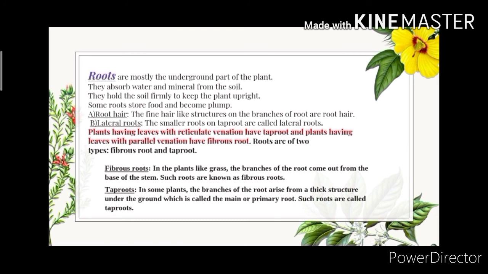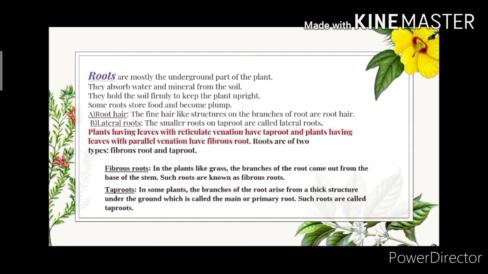If we have to study the structure of the root, first is the root hair. The fine hair-like structures on the branches of the root are known as root hairs. And lateral roots are the very fine thread-like structures, the very small roots. It is very common that plants having leaves with reticulate venation have a taproot, and plants having leaves with parallel venation have a fibrous root. Now I will explain what a fibrous root and a taproot are.